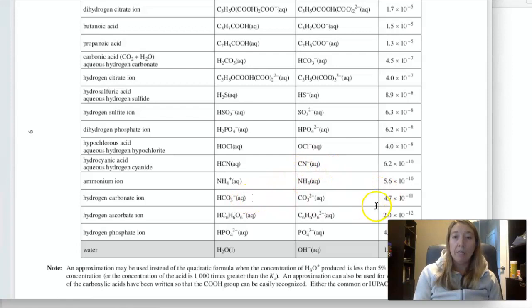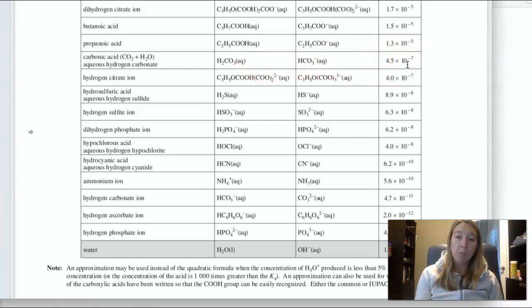But if you look at this, 4.7 times 10 to the negative 11 is associated with the carbonate ion as the base. So this is not the Ka I want to use, right? I want to find the hydrogen carbonate in the base column, which is up here. Its conjugate acid is carbonic acid. So I want to use the Ka that's next to it, of 4.5 times 10 to the negative 7.